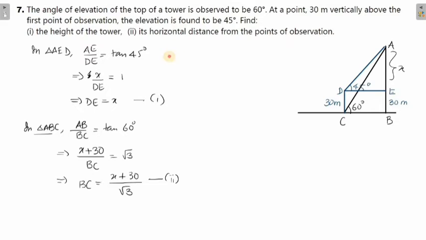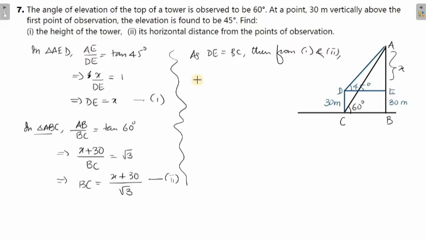As you know, all of you know that DE and BC both are equal, right? So as DE is equal to BC, from 1 and 2, we have DE is given to be x and BC is given to be x plus 30 by root 3. So do the cross multiplication.